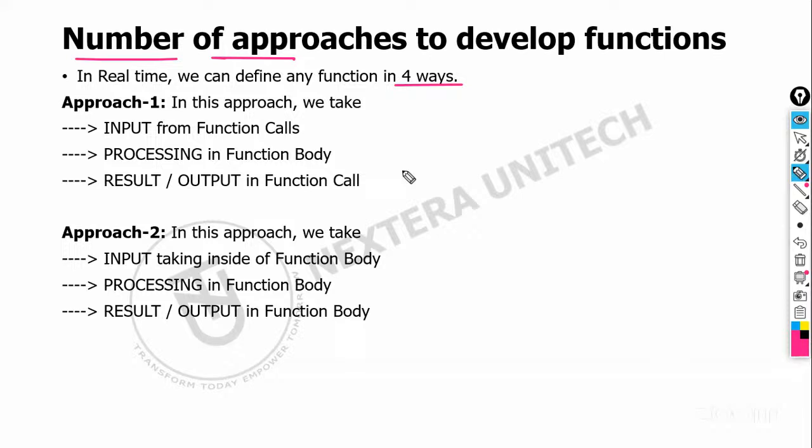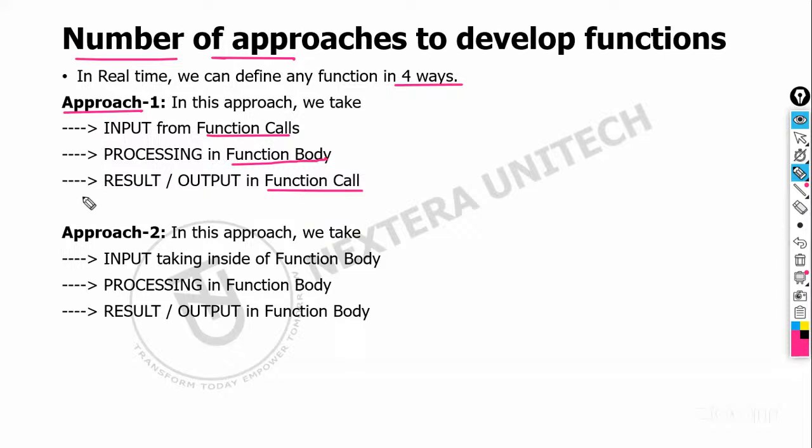The first approach says, in approach 1, input will be from the function call. The input we get from function call. Then processing will be from the function body itself. Within the function body, the processing will be done. When it comes to output or the result, it will be from again the function call. You'll get the output or the result from the function call.